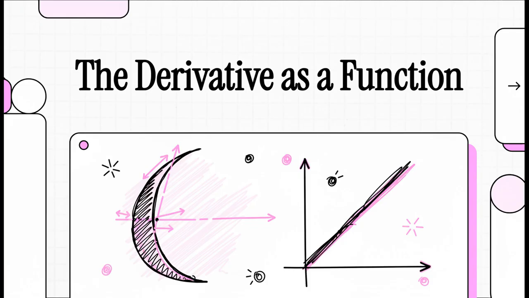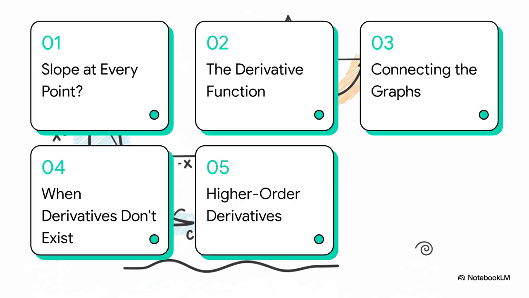Let's get into it. So here's the plan. First, we'll tackle the big problem, why finding slopes one by one is just not going to work. Then I'll introduce the elegant solution, the derivative function itself. After that, and this is the really cool part, we'll see how the graphs of a function and its derivative are basically talking to each other. We'll also cover the exceptions, when this whole thing breaks down. And to wrap it up, we'll even peek at what happens when you take the derivative of a derivative.